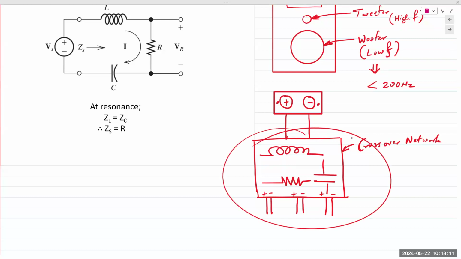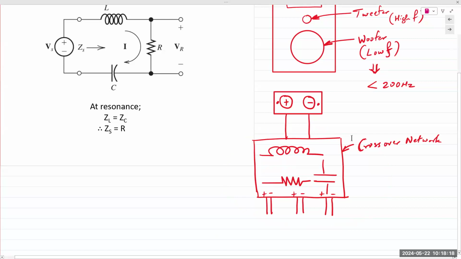Depending on the make and model, again, a crossover network, like the one that is inside most expensive loudspeaker boxes, will have high quality inductors, high quality capacitors, and high quality resistors. And so this crossover network is a combination of a low pass, high pass, and a band pass filter, which is the application of a resonant circuit.